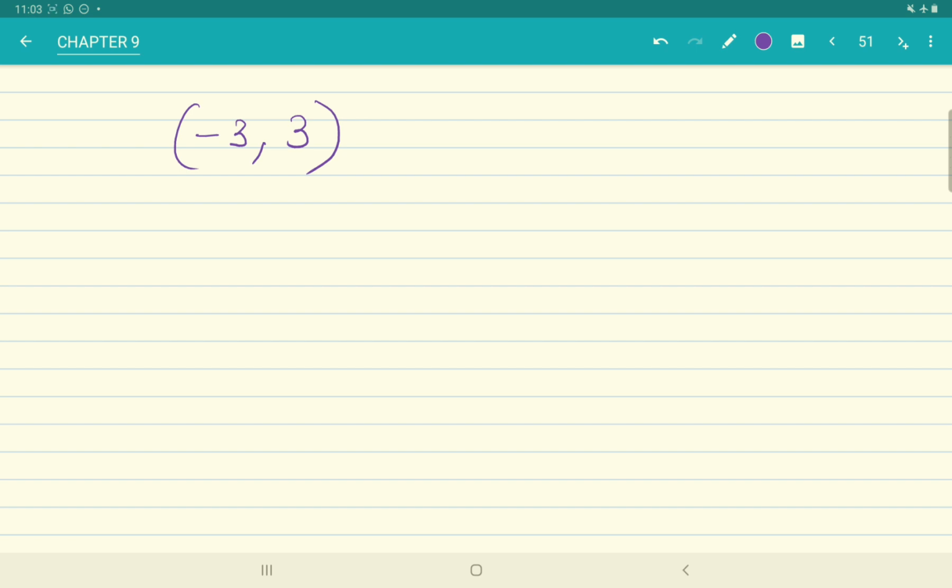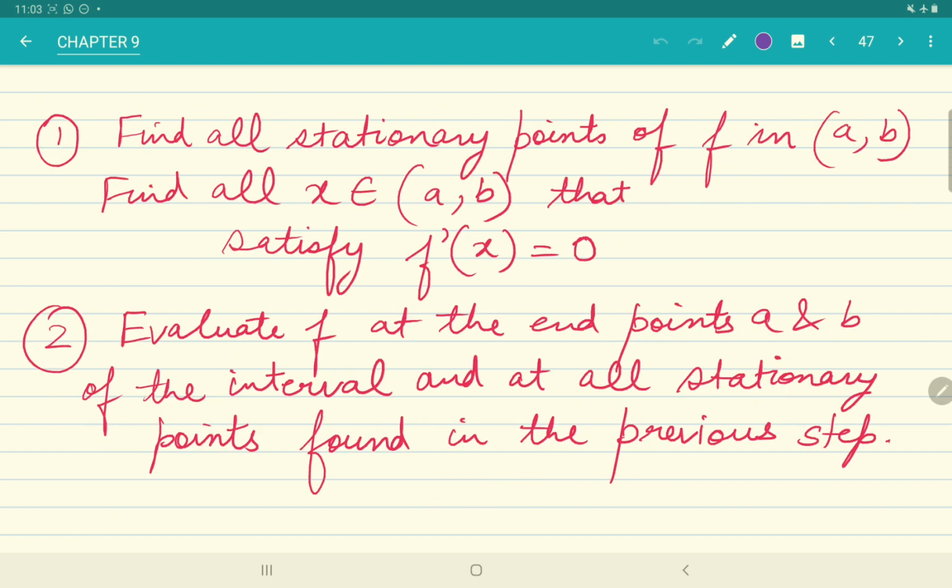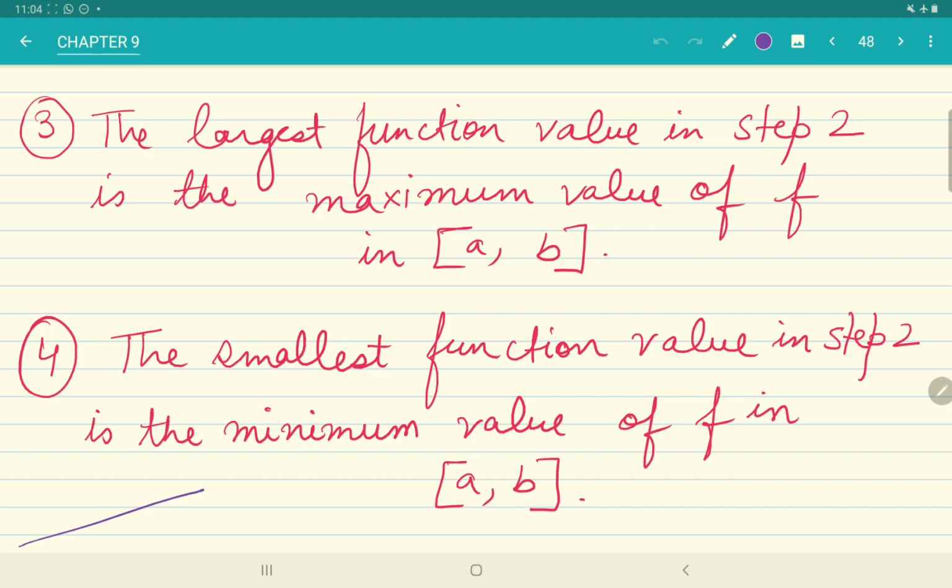The first step was to find all stationary points of f in (a, b), that open interval. That is, find all x belonging to that open interval such that f'(x) is equal to 0. So we know those two stationary points in this case. One is minus 1, the other is 2. Now we have to evaluate f at the endpoints, which are minus 3 and 3, and also at all stationary points that we found, that is minus 1 and 2, and then we can get to the maximum value and the minimum value.